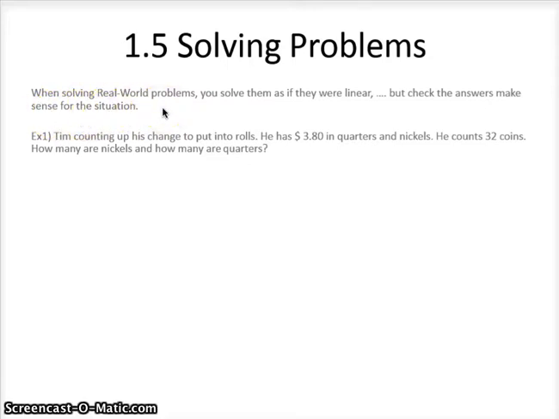So let's say we have a scenario of money and you have a certain number of coins. If you end up getting one of your variables to be a negative number, you know that that doesn't make sense. You can't have a negative number of coins. Therefore, that will let you clue in that you've done something wrong in your work, and you can go back and look at why you have a negative answer when it's not possible.